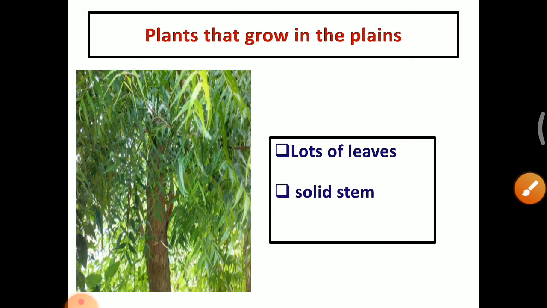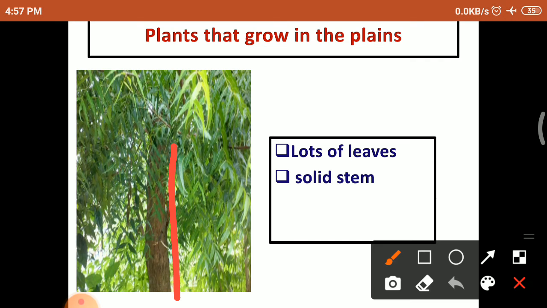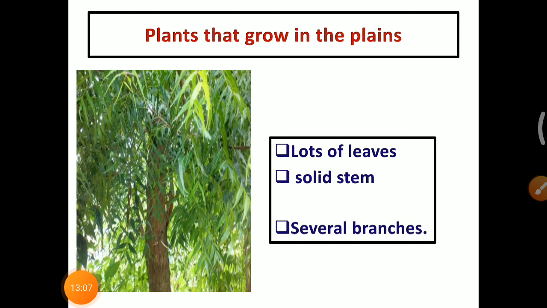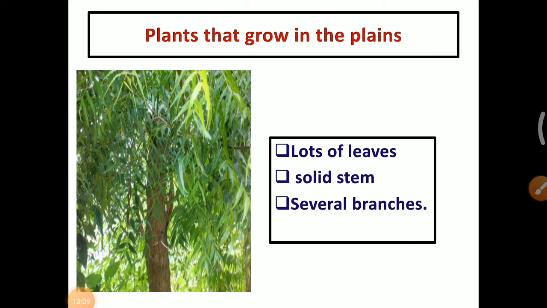The second feature is the stem of this plant is very solid. See, this is the stem of the neem tree. It is solid. The next one, it has several branches. So when you look at the neem tree, it has a lot of leaves and also several branches, along with a solid stem.